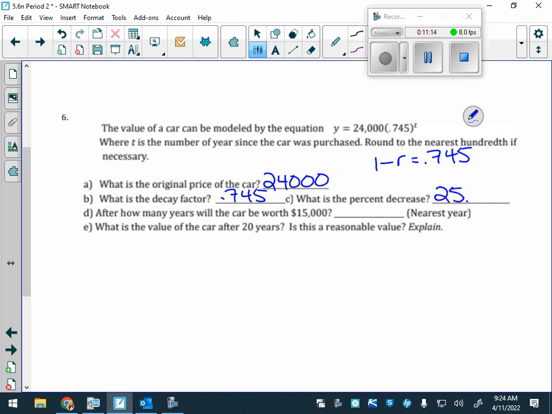25.5%. Okay. How do we get this? Again, in the parentheses, this formula is already done. Okay. So since it's less than 1, our decay factor is 0.745. In order to find the rate, we have to work backwards. So 1 minus R equals 0.745. We subtract the 1, divide by negative 1, and we get 0.255, which is 25.5%.